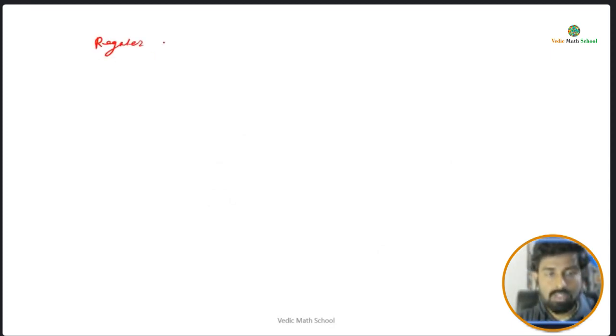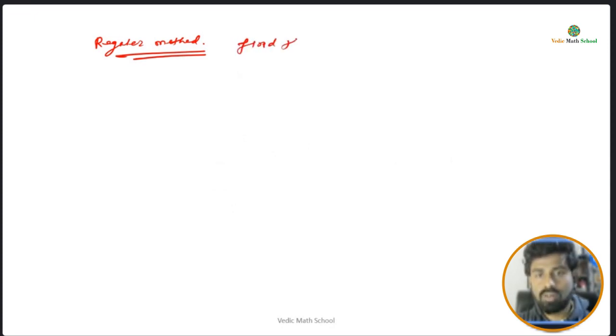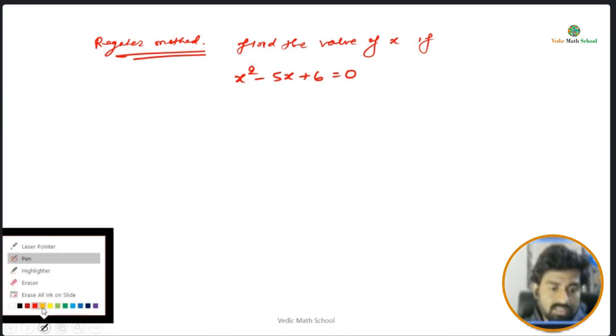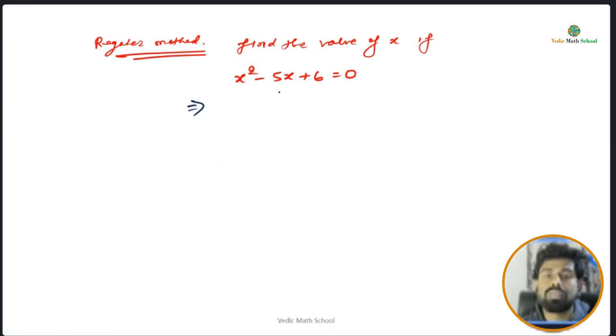So the question is, find the value of x. Always we are going to find the value of x. The question is x square minus 5x plus 6 equal to 0. Now, a very conventional method. What we do in this case, first we break the equation into multiple terms. So we write it like this: x square minus 2x minus 3x plus 6.